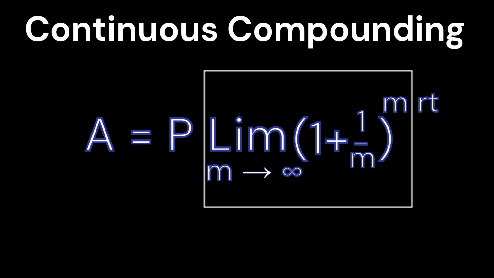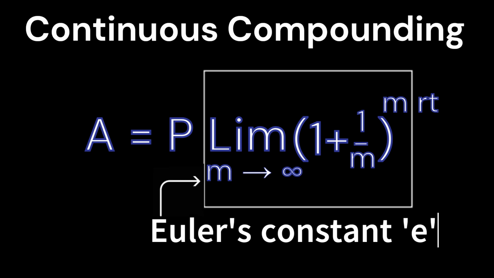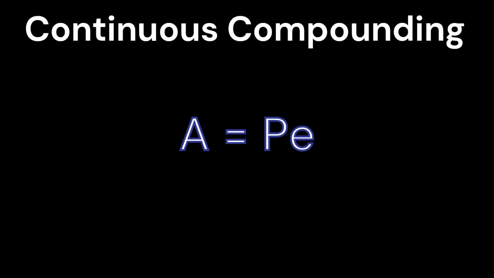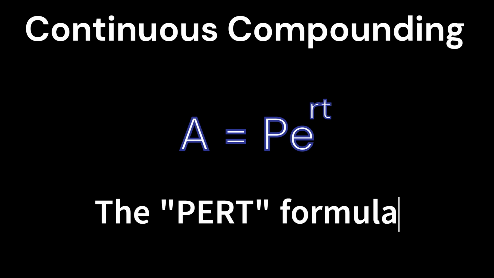The middle part of this equation, that is, limit m tends to infinity, 1 plus 1 divided by m to the power of m, has a special meaning in mathematics, and that is known as the Euler's constant, E. Substituting the middle term with Euler's constant, we get the formula for continuous compounding as Y equals P multiplied by E to the power of R times T, also known as the PERT formula.